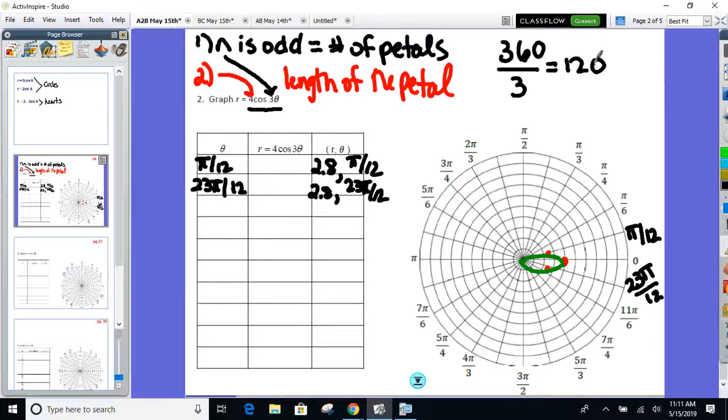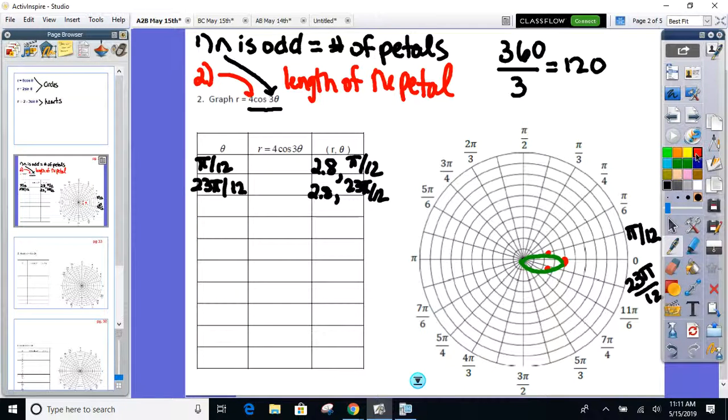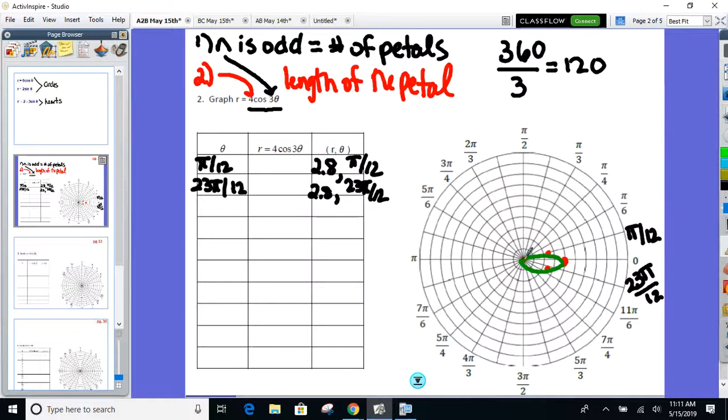Or you could just convert 120 to radians real quick. Where are you on the graph? 2 pi over 3, and that goes out to what? Whoa, goes out to 4, right? So at 2 pi over 3, 1, 2, 3, 4. And here's the good one. Guess what's to the left and to the right? 2.8, boom, 2.8. Once we know the pattern and how the numbers work, this goes pretty quick.